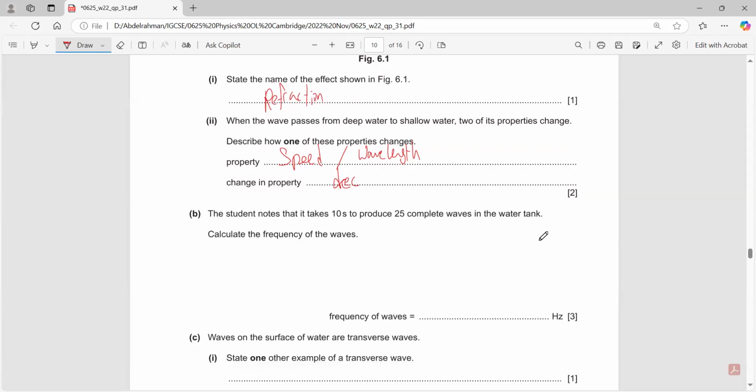Can I find the frequency of waves? What is the frequency? The definition of the frequency is the number of waves per second, the number of waves over the time taken, which is 25 over 10, which is 2.5 hertz. 2.5 hertz.